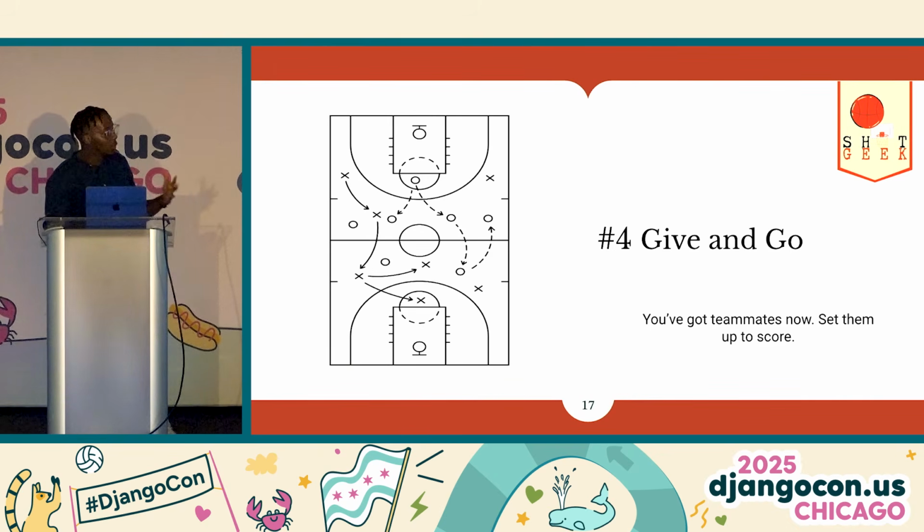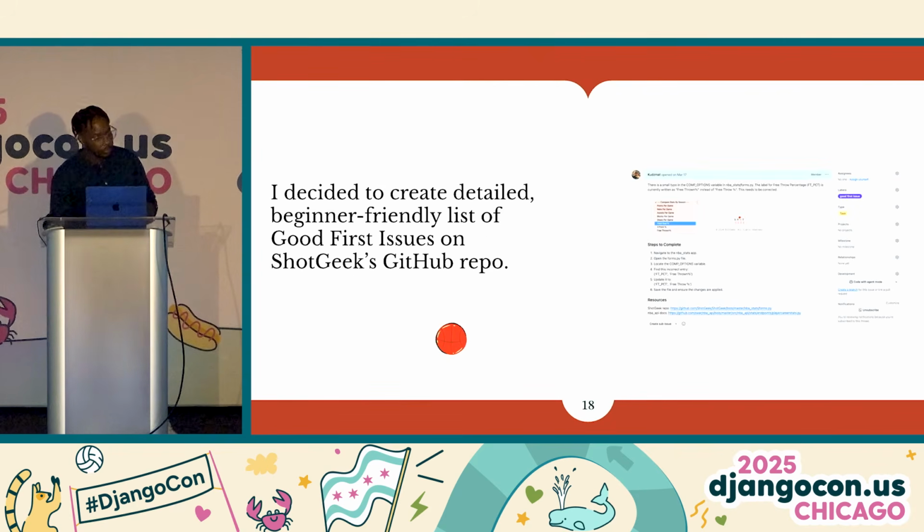So the next play is called Give and Go. Open source is the greatest team sport. And now that you are working with other team members, you need to help them become successful by giving them all the tools they need to move forward. For Give and Go, I decided to create a detailed, beginner-friendly list of good first issues on the repository.